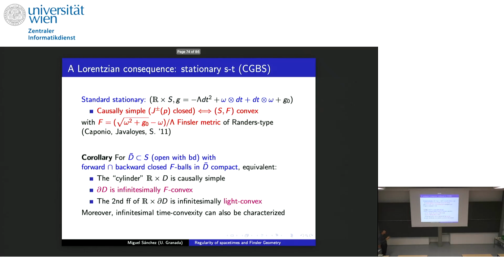This first result can be extended to standard stationary spacetimes. In standard stationary spacetimes, all the things work in the same way, except for two facts. The first one is that causal simplicity becomes equivalent to convexity, but convexity not for a Riemannian metric as before, but for a Finslerian metric like this one, which is constructed from the elements in the standard splitting, okay? So the result here is the equivalence in the case of a cylinder: causal simplicity is equivalent to infinitesimal convexity of the boundary for this Finslerian metric.